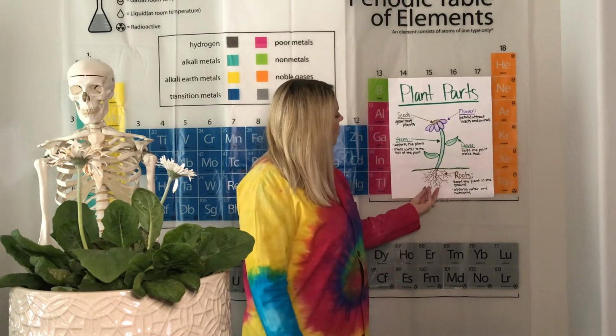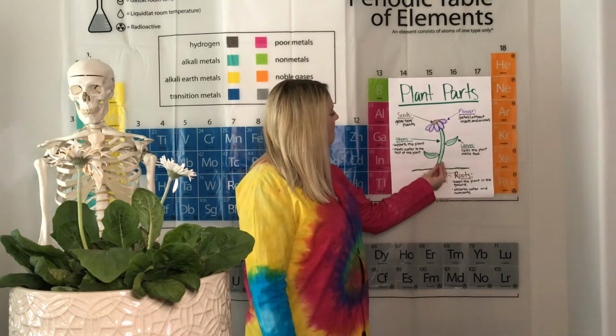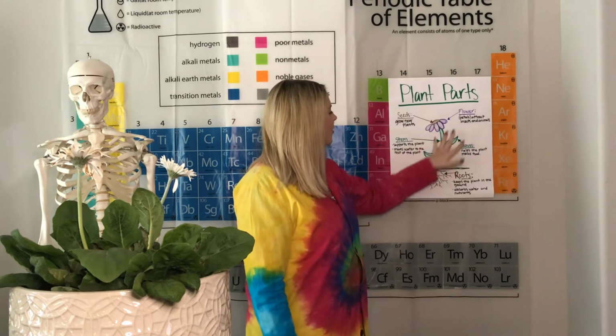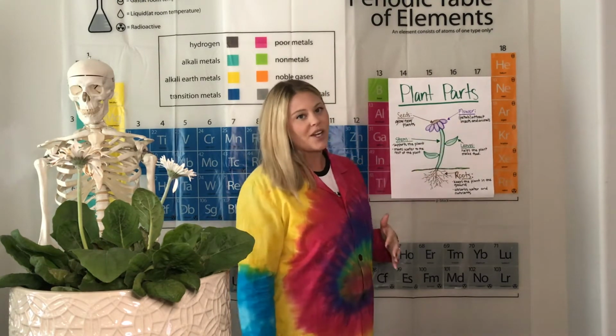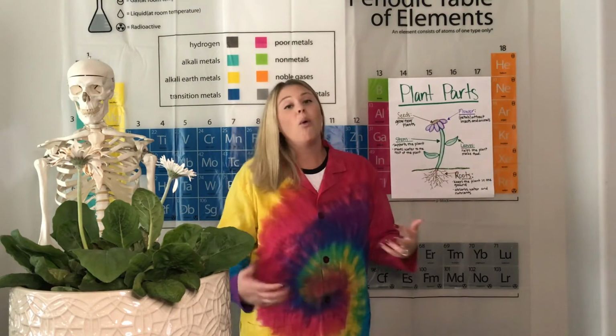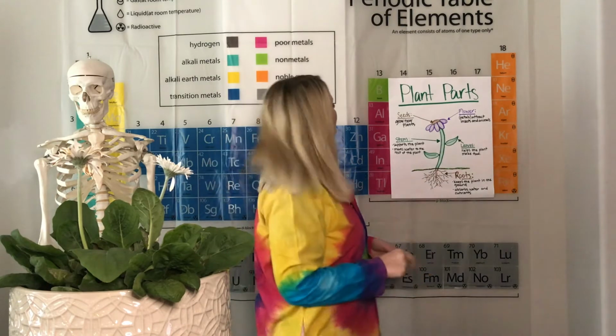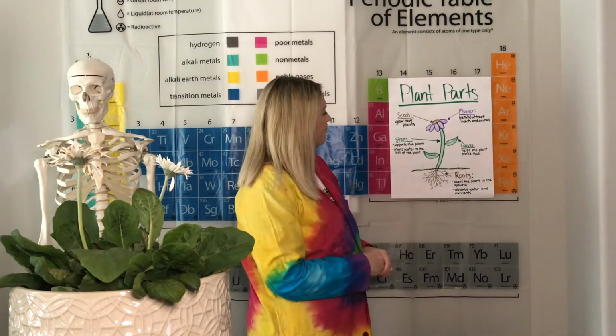Once that water is absorbed into the roots, it's gonna come up through the stem. So the stem is gonna move water throughout the plant so the whole plant has water. And it's also gonna support the plant, right? It's gonna keep those flowers held up high, those leaves as well, like on this plant.